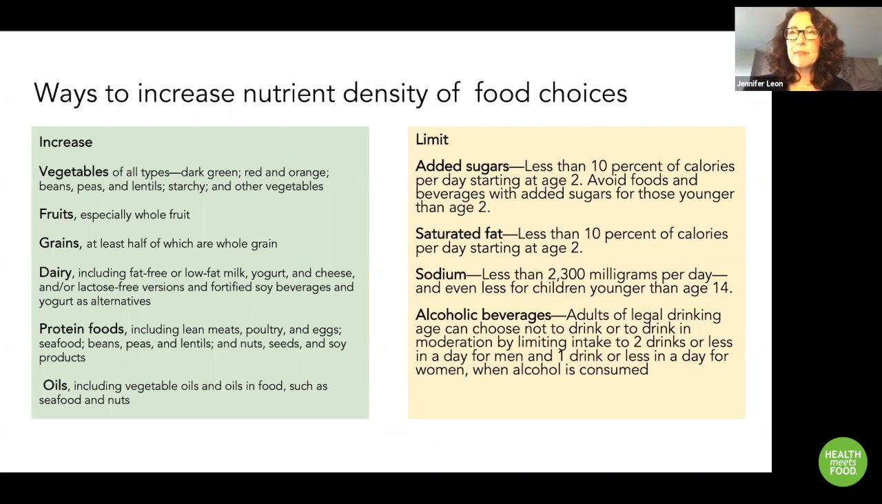Excuse me. And so how do we want to limit the things that make our foods less nutrient dense? So for the added sugars, we're looking for less than 10% of calories per day starting at age 2. I gave a different reference number for that, and I'll talk about where I got that from. We really want to avoid foods and beverages with added sugars for children younger than age 2.